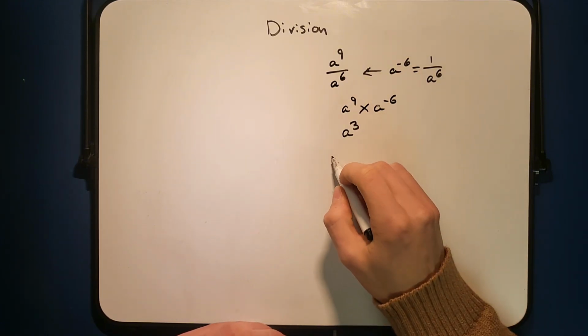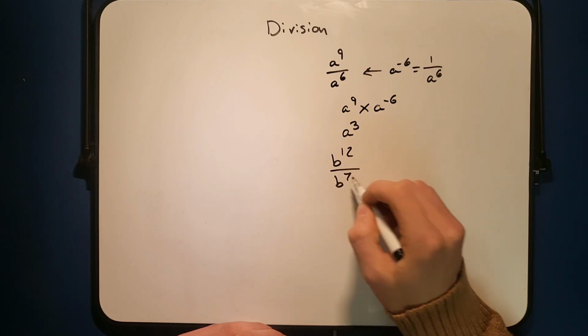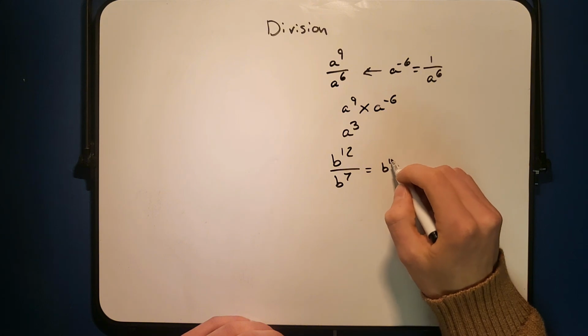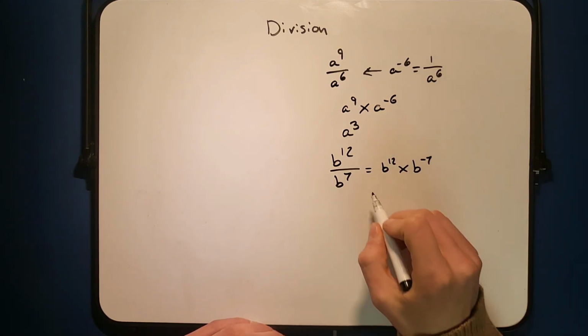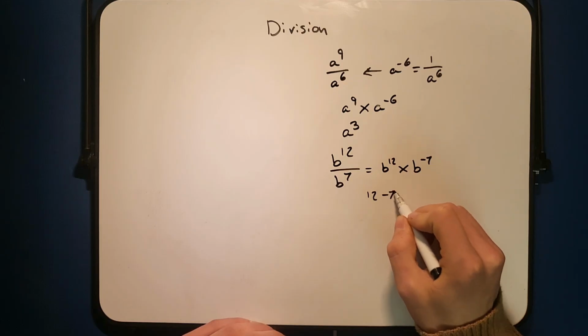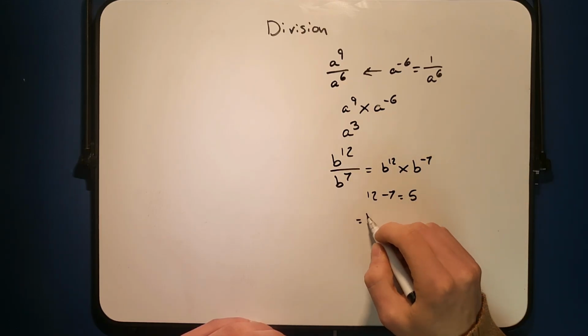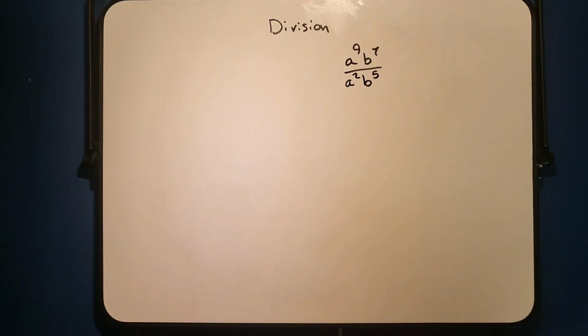Let's look at another problem. b to the 12 over b to the 7. So we can rewrite this as b to the 12 times by b to the minus 7. 12 minus 7 is equal to 5. This would give us b to the power of 5. Let's look at a different problem here.